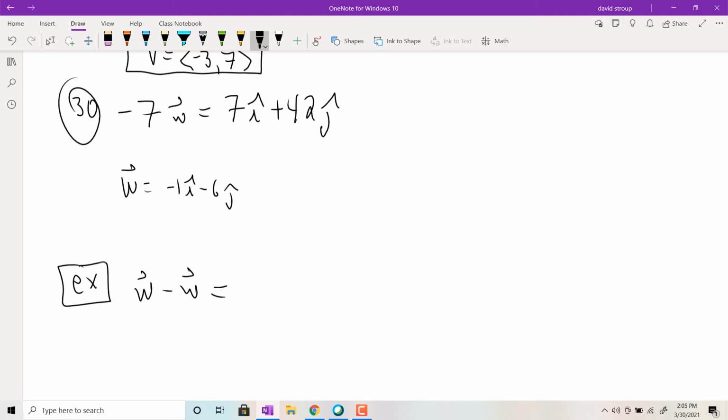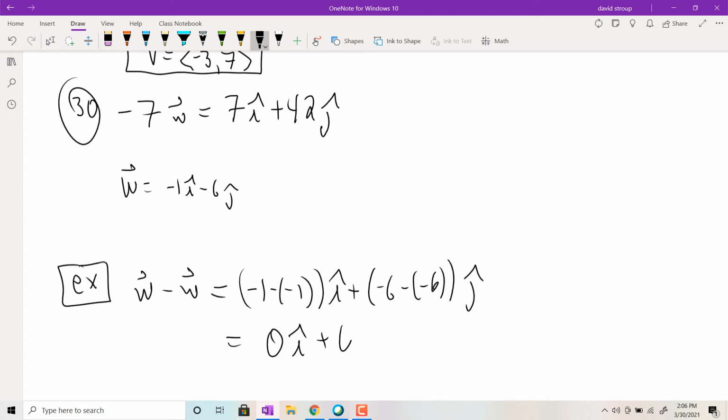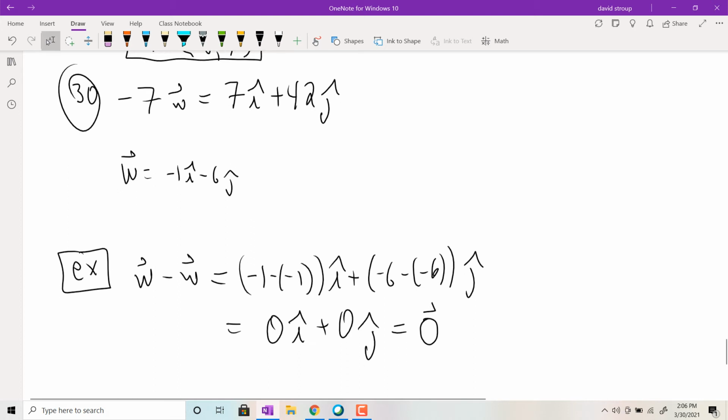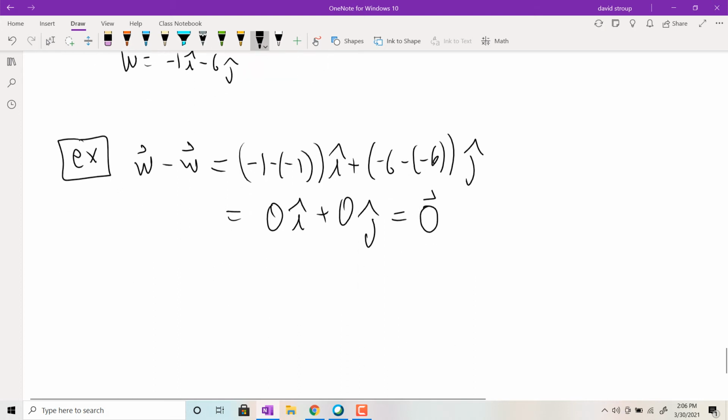So what is w minus w? So w, we said -1 minus 6. So if I subtract, it would be -1 minus -1, i, and then plus -6 minus -6, j, right? So this will be 0i plus 0j, and that's called the 0 vector, okay? So it's not 0. It's a little bit different. I mean, they sort of look the same if you were to graph. Well, I guess you couldn't even graph the number 0 in the plane, right? You need an ordered pair. So this is more like an ordered pair than just a regular number. So this is the 0 vector.